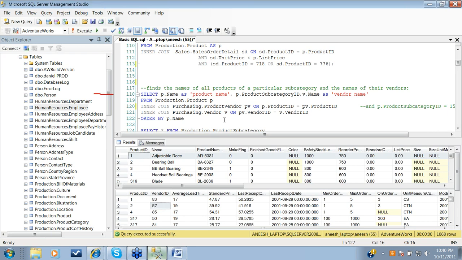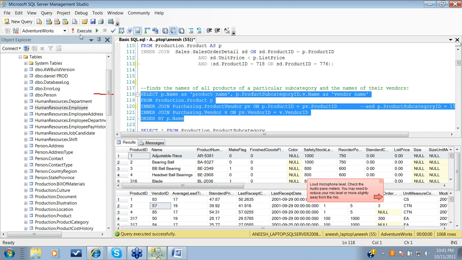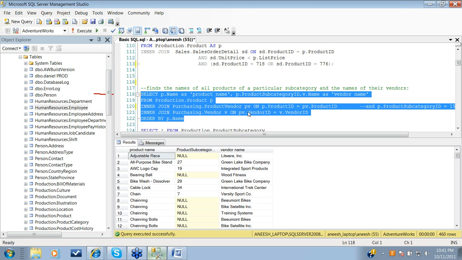Okay, so what I'm doing is, my leftmost table is the product table. I am trying to join the product table with the purchasing.product vendor table using the product ID columns in both tables. And then I am inner joining the product vendor table with the vendor table using the vendor IDs. Then I am getting the product name from the product table, the product subcategory also coming from the product table, and the vendor name coming from the vendor table. So if I execute this, here we go. This displays all the products, their corresponding product subcategory, and all the vendors selling that particular product.